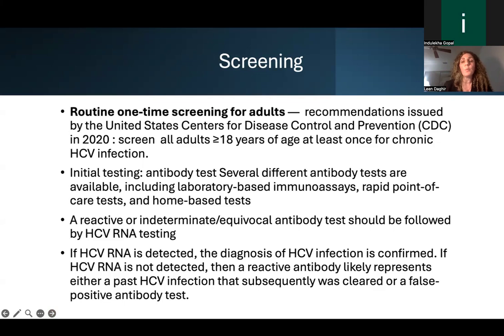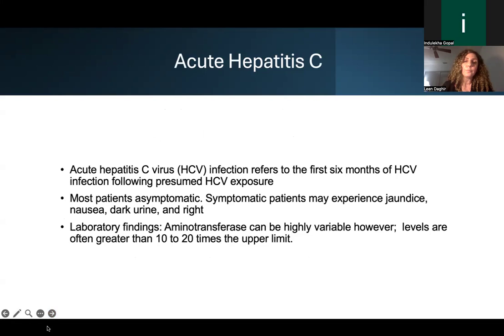For screening, routine one-time screening for adults is recommended. Initiate testing with antibody tests. Several different antibody tests are available, including laboratory immunoassays, rapid point-of-care tests, and home-based tests. A reactive or indeterminate antibody test should be followed by hepatitis C RNA testing. If hepatitis C RNA is detected, the diagnosis of hepatitis C infection is confirmed. If hepatitis C RNA is not detected, then the reactive antibody likely represents either a past hepatitis C infection that subsequently was cleared, or a false positive antibody test.